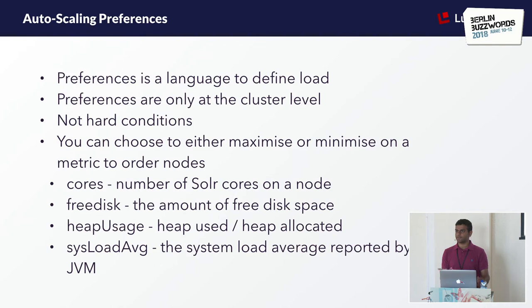the heap usage. So if you're using a lot of caching in Solr, then maybe you have more replicas sitting on the node, and the heap usage is high, so you want to have control over that. Or like load average, right? So you could pick these metrics and say, what is important to me? And once you define this, essentially, it will tell Solr, if it has to move things around, which replica from which node to pick, right?